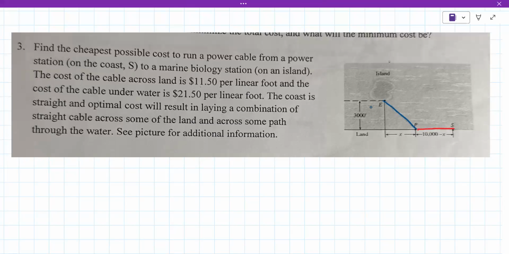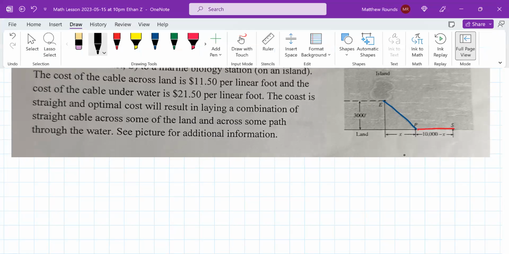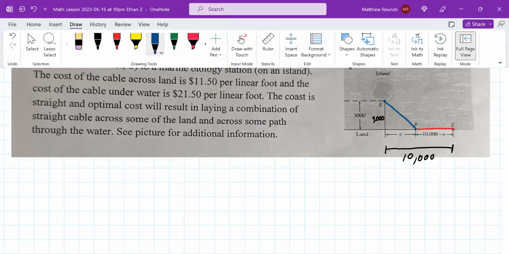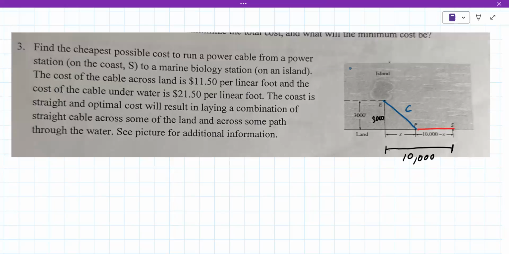Usually they don't tell you where to switch; they usually just tell you it's 10,000 feet, and you have to figure out whether X is here or there. It doesn't really matter, but they're doing it for you. They're saying call this X, and this is 3,000. So you need the hypotenuse as well. We'll call it C for the moment.